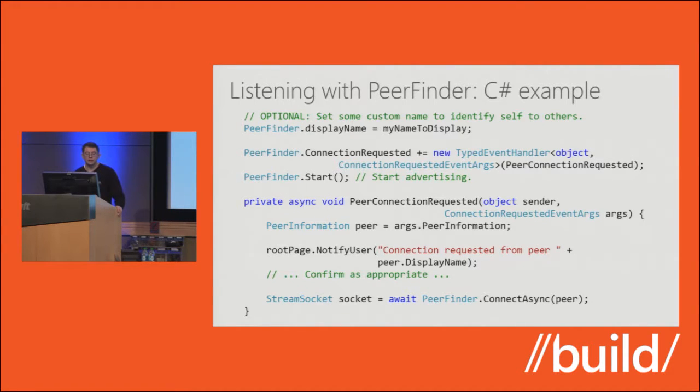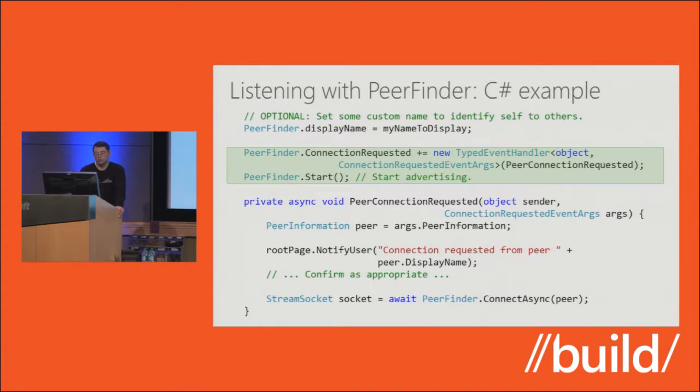So on the listening side, here's what we might do. The first step, because we're listening, we want to be discoverable by the clients, so to speak, is we can optionally set a display name. Now, the display name can be used when enumerating who's out there to play against. In this case, we have some string in the myNameToDisplay variable, and we set the display name property of the PeerFinder class. We then register a delegate in the connection requested event, and we call start to start advertising.